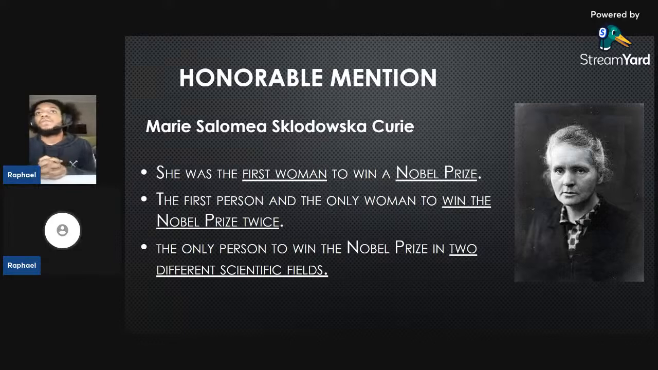Marie won the 1911 Nobel Prize in Chemistry for her discovery of the elements polonium and radium, like I said before too, using techniques she invented for isolating radioactive isotopes.